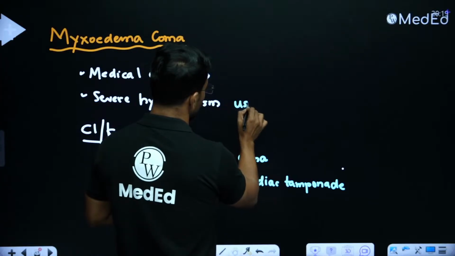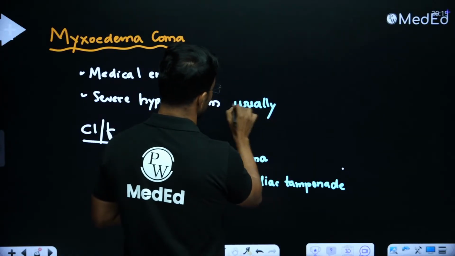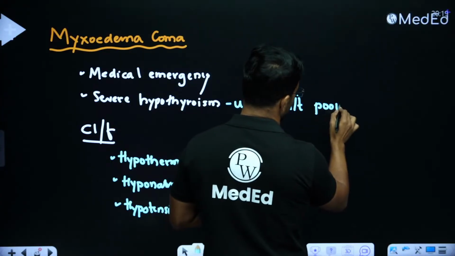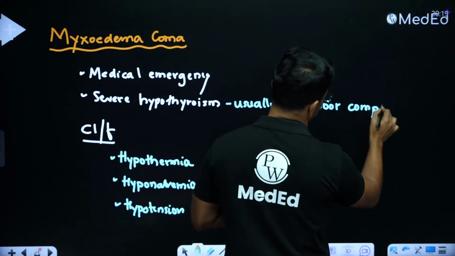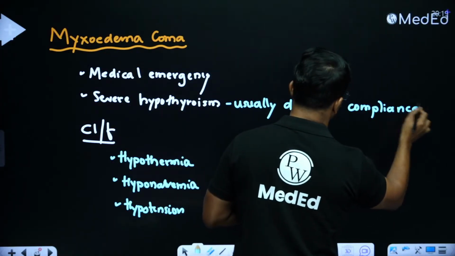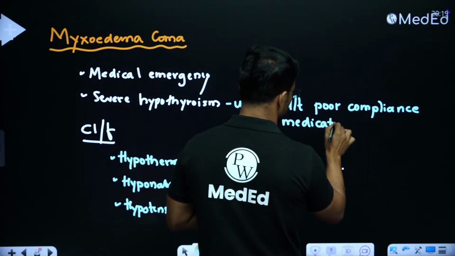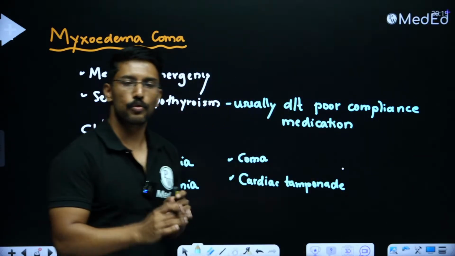Usually, why does this severe hypothyroidism develop? It is usually due to poor compliance to medications. I told you a story, right? That patient stopped because she started believing in alternate medication, alternate medicine. That is the most common reason.